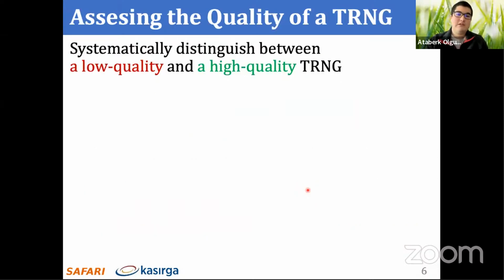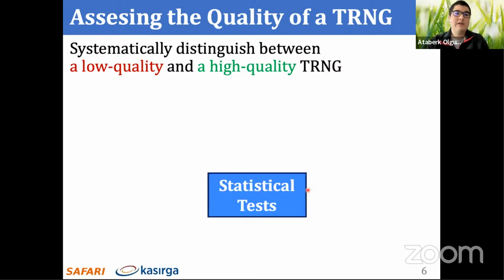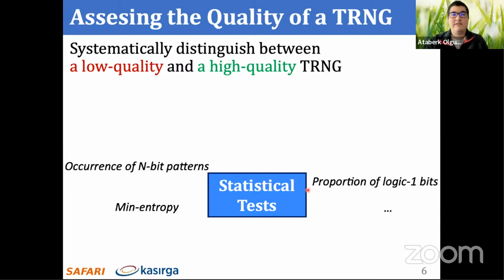One important characteristic of a true random number generator is its quality. And we need a way to measure the quality of a TRNG to systematically distinguish between good and bad TRNGs. A common way to do that is to conduct statistical testing on TRNG outputs. These tests analyze the random bit streams and evaluate a number of their statistical properties, essentially, to find patterns.